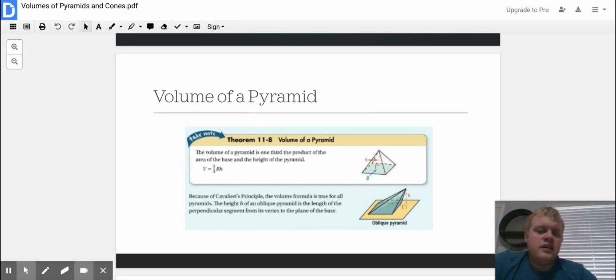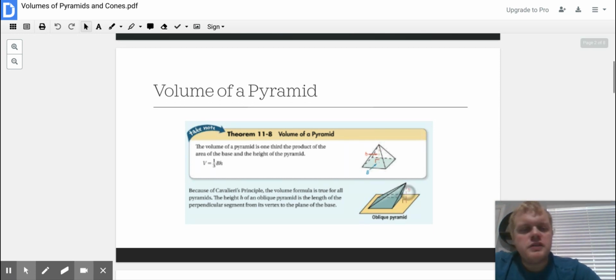Okay. And then because of Cavalieri's principle, which is what we covered yesterday, the volume formula is true for all pyramids. The height h of an oblique pyramid is the length of the perpendicular segment from its vertex to the plane of the base. So again, oblique is not where it's off a little bit, right? Whereas if we have a regular pyramid, it should be where the height comes straight down to the base, and it should be perpendicular. Okay, so let's go ahead and move on here.